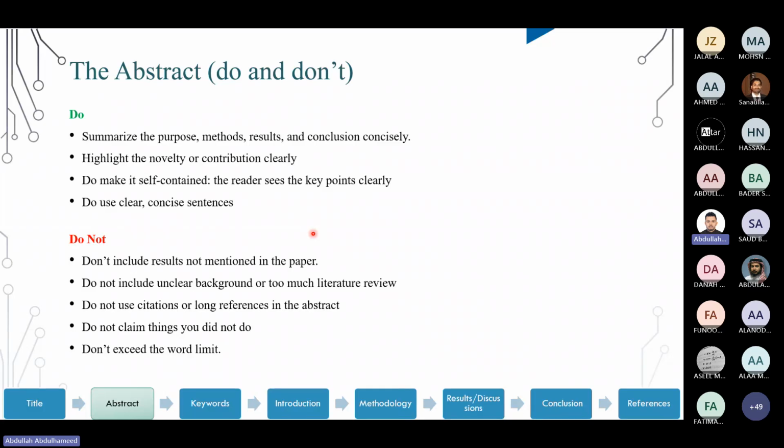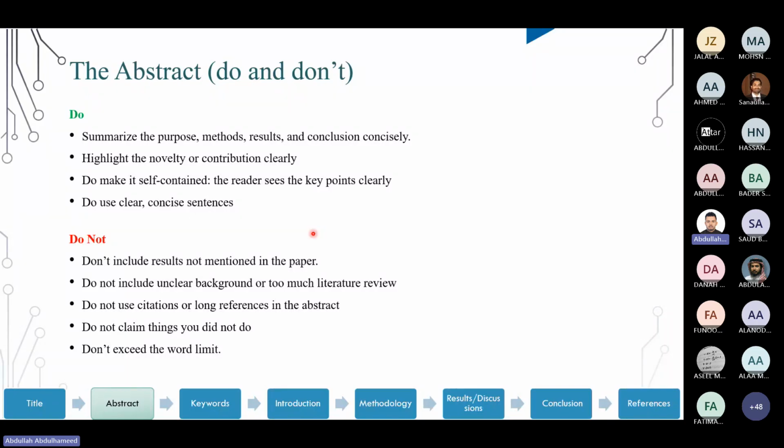Also, do make it self-contained. That means that if someone reads your abstract, he will understand everything in your paper, so he will not need to go and read more details. So self-contained means that it is self-standing. Another thing, do use clear, concise sentences, and I also mentioned that. Please make them clear. Do not use complicated terms or words, and also do not use a very simple way of writing.